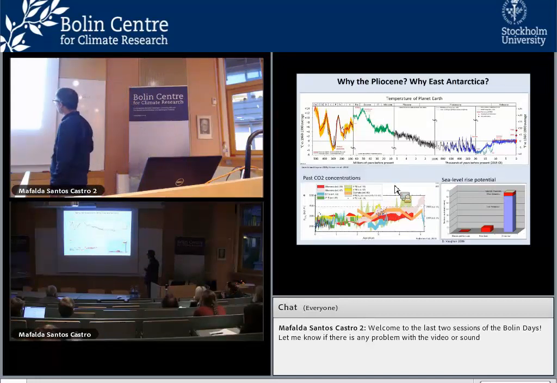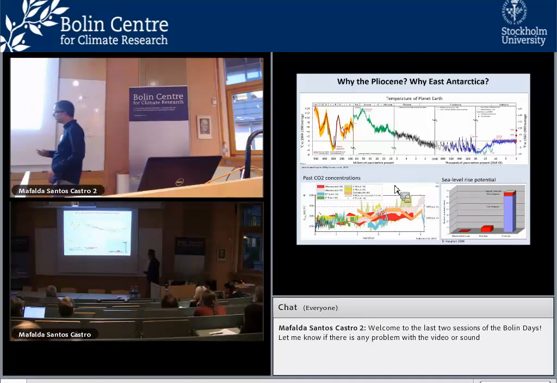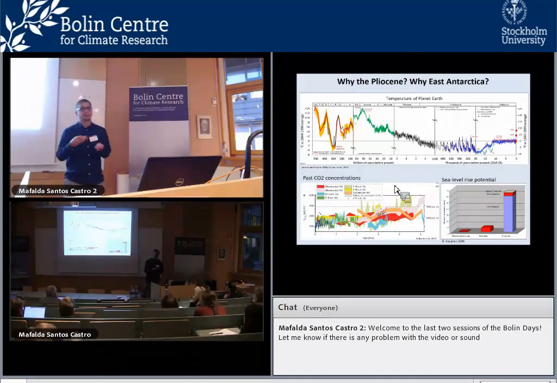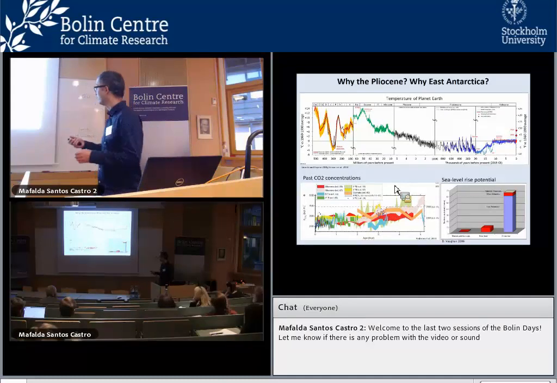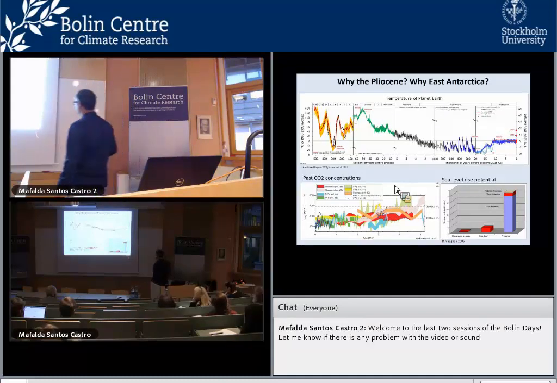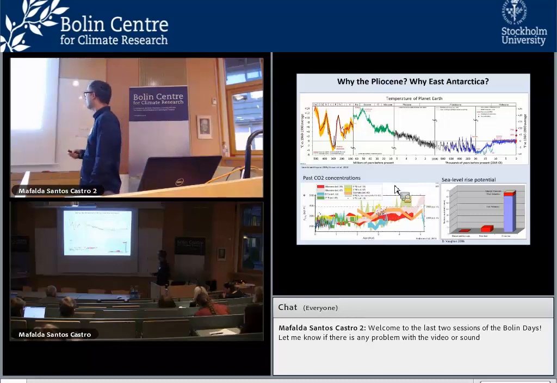Why the East Antarctic ice sheet? Well, here you can see sea level rise potential. Within Greenland we have about 7 meters. West Antarctic ice sheet we have another approximately 7 meters. But the East Antarctic ice sheet contains over 50 meters of global sea level rise. So it's a really important component of the cryosphere, essentially.